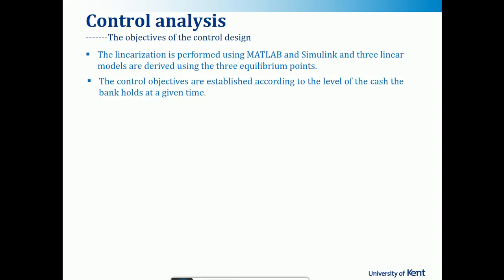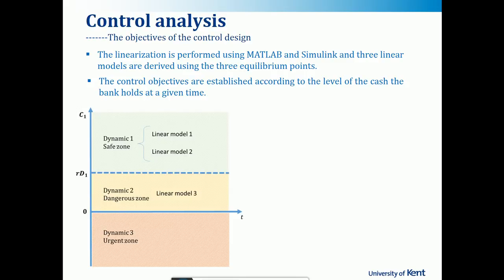In the control design for the one-bank model, the objectives are established according to the level of the cash the bank holds at a given time. 3 zones are defined according to the level of cash the bank has, as shown in this figure. The cash of the bank changes with time, and the bank can enter different dynamics that are characterized by different linear models.